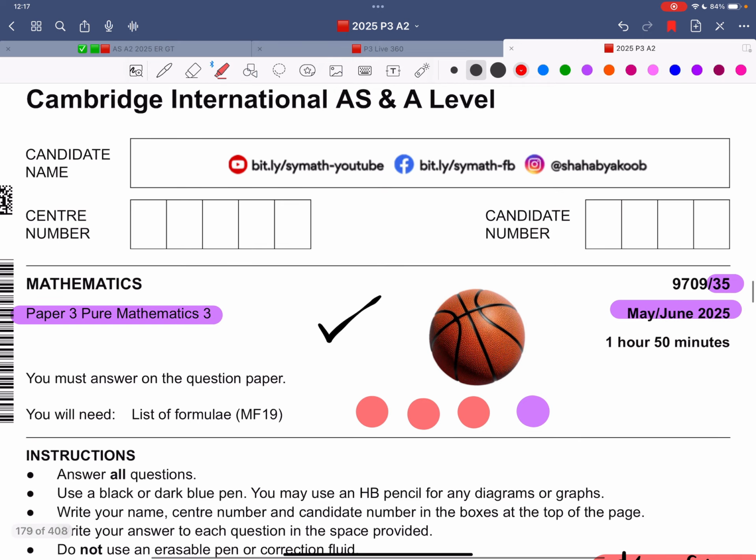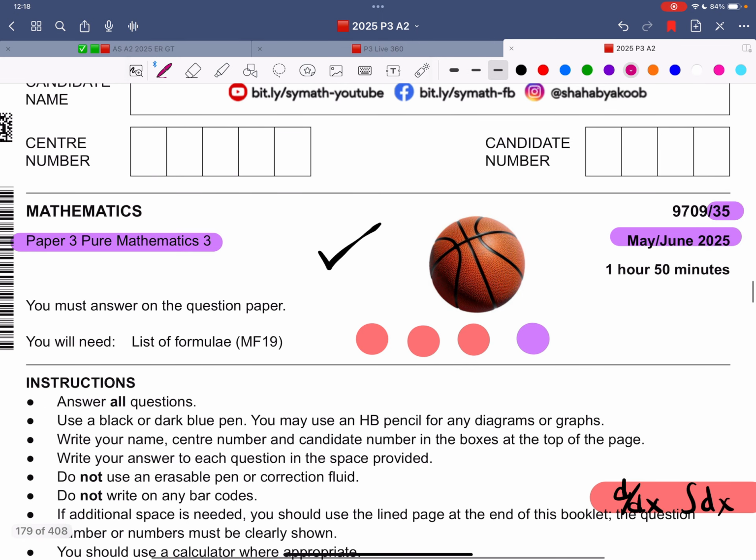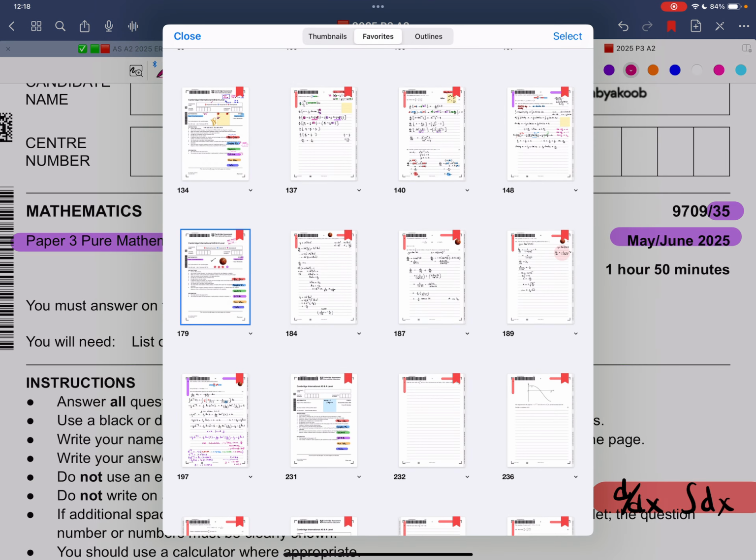So now this is variant 35. Again, this is May, June 2025 and variant 35. Now, how many questions are there? I think there are 3 questions in this one. Let me double check. So yes, 1, 2, 3, yes, 3 questions are there.